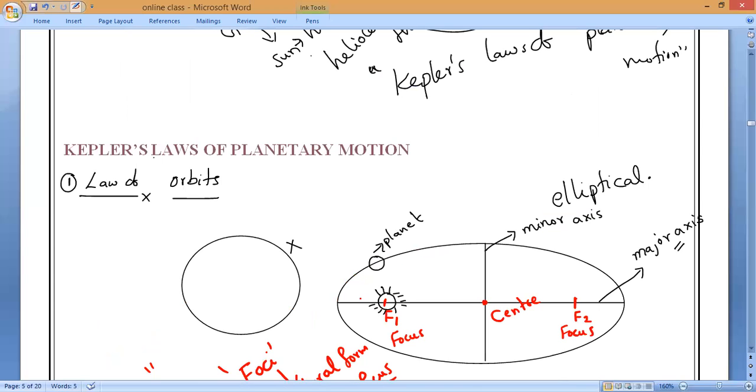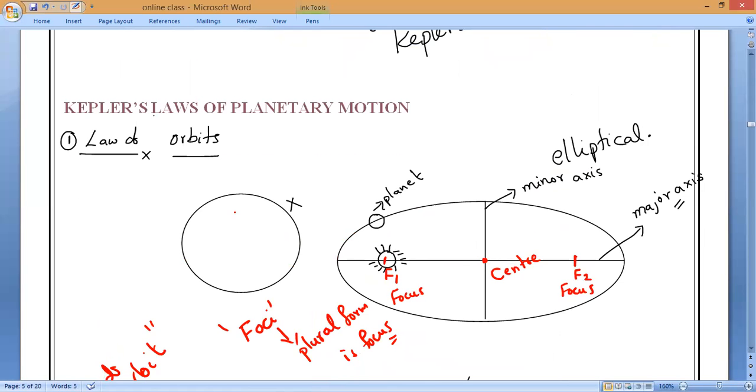Sometimes the planet will come closer to the sun. Sometimes the planet will move far away from the sun. That is the difference between when the planet is revolving in a circular path and when the same planet is revolving in the elliptical path. Do you all understand? Please respond. So please write first.